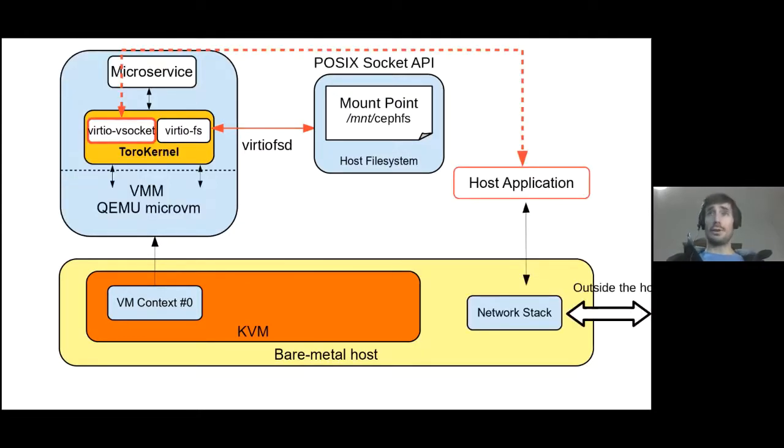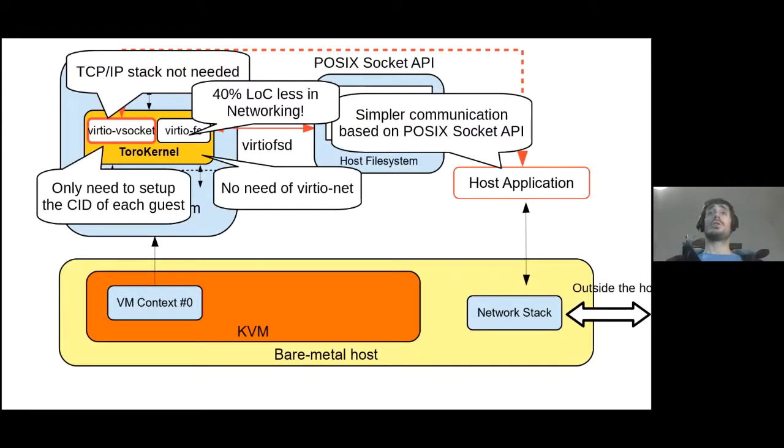In the case of virtio-vsock, it allows establishing POSIX socket-based communication between the host and the guest, in which each guest has a context ID to be identified. So the use of virtio-vsock has several benefits, like simple configuration on the guest, no need of a TCP/IP stack, no need of virtio-net, etc. In case you want to expose the virtual machine to the internet, you need some sort of proxy to forward traffic from the internet to the guest.